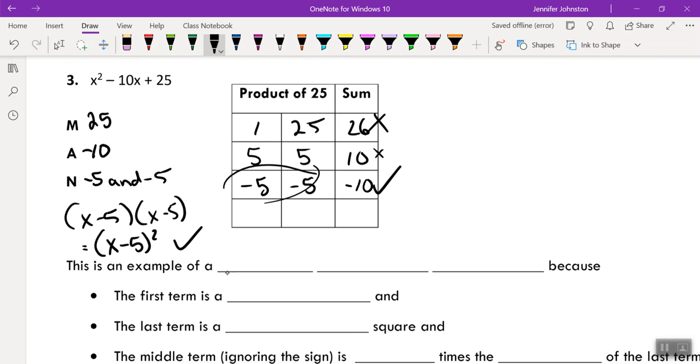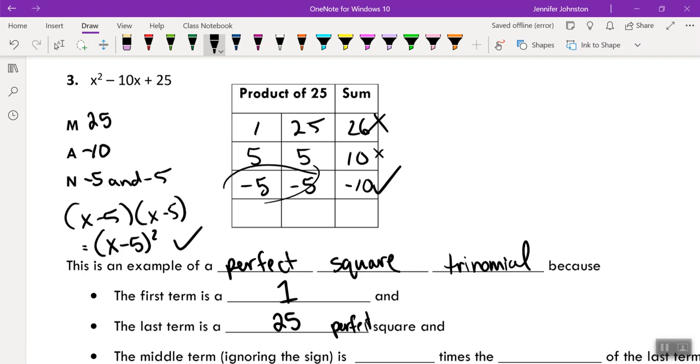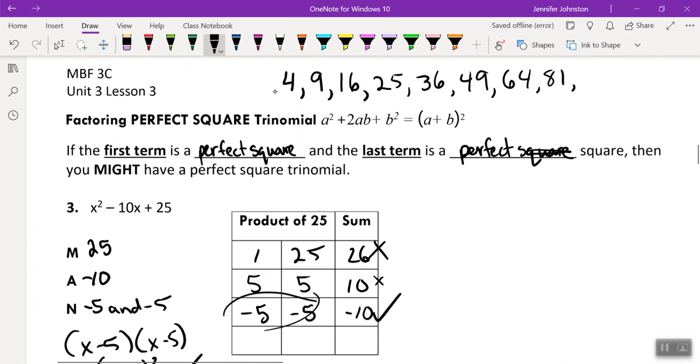So this is an example of a perfect square trinomial. The reason is because the first term is a 1, and that is a perfect square. And the last term is a 25, which is also a perfect square. If we square root 25, we get 5. If we square root 1, we get 1. Forgot to add a 1 up here.